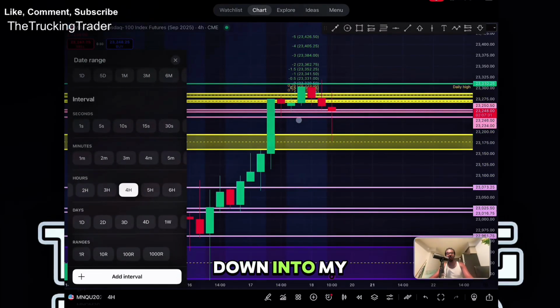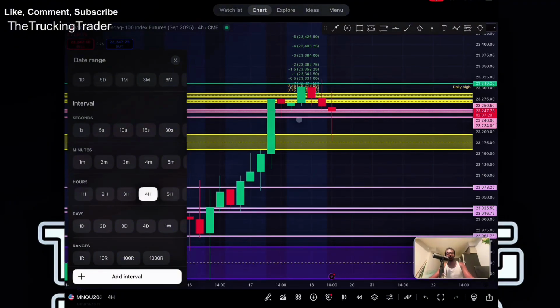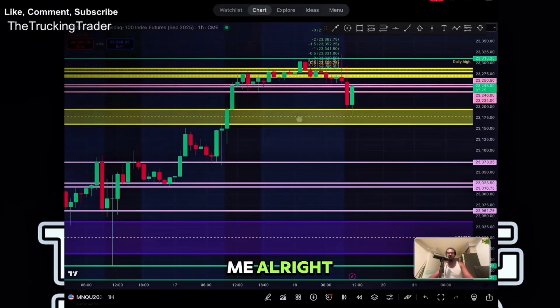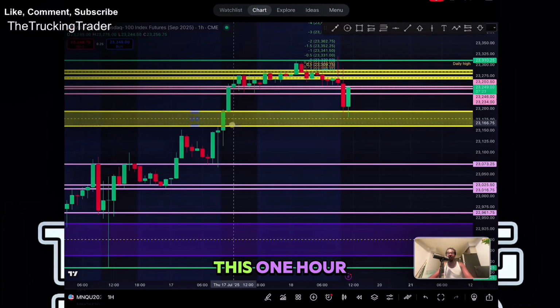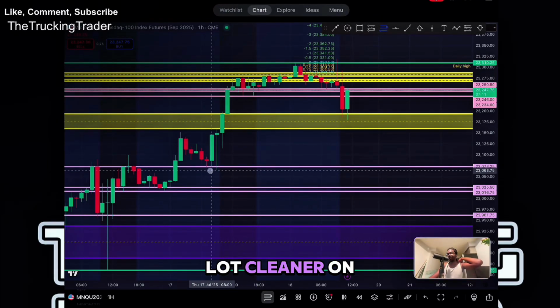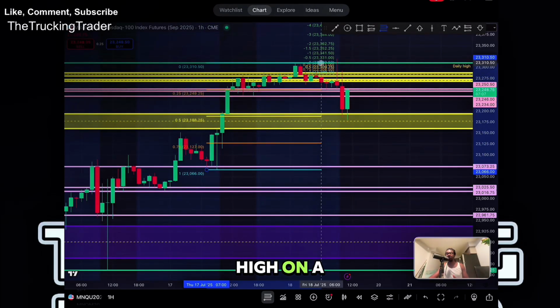Then I drop down into my 1 hour time frame. Let me see what the 1 hour is giving me. All right, so you guys see I had this 1 hour zone right here on my chart. It's a fair value gap. Now this came from pretty much doing the same thing. As you can see, it looks a lot cleaner on a 1 hour time frame. We actually do have a swing high on a 1 hour time frame.